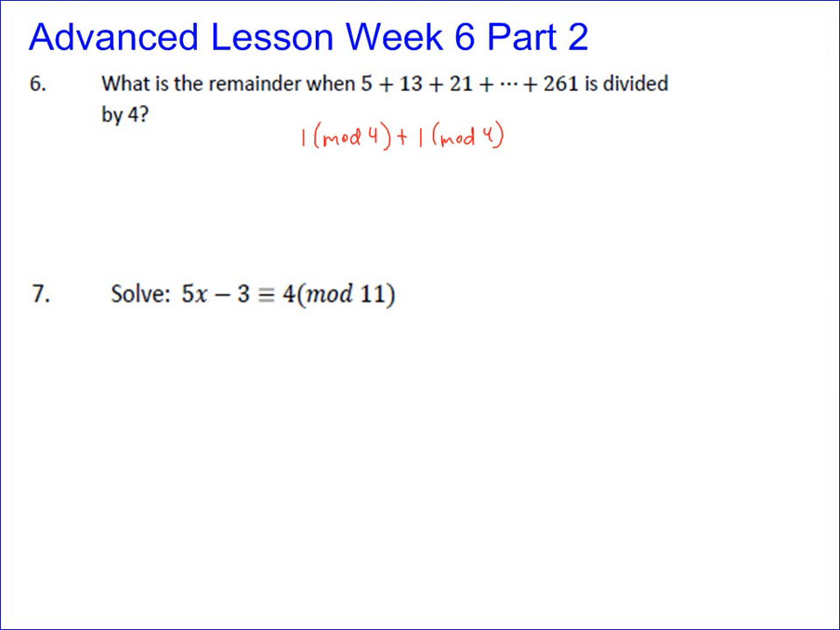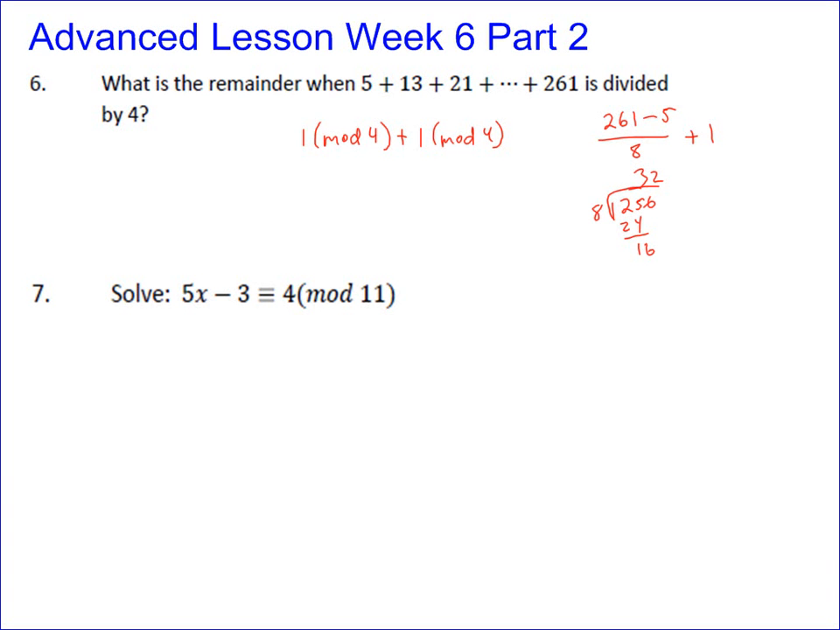Well, if I need to figure out how many 1 mod 4s I have, I use my nice formula, 261 minus 5 divided by 8 plus 1. That gives me how many terms in the sequence. And so that means I need to divide 256 by 8. And I find out that 256 divided by 8 just equals 32. So that means there are 33 terms.